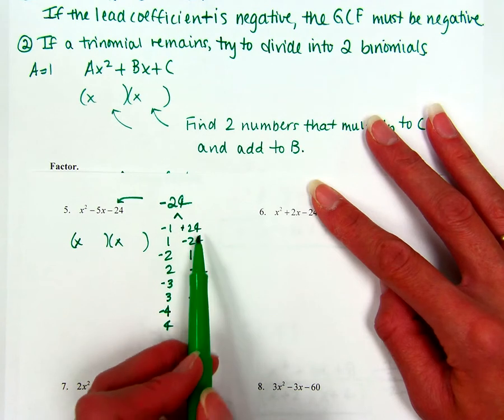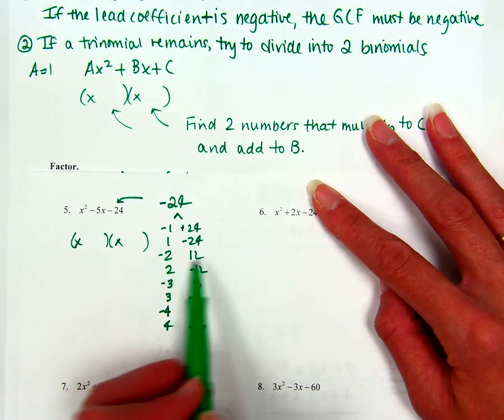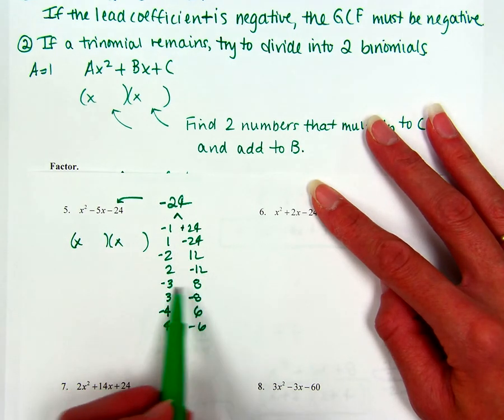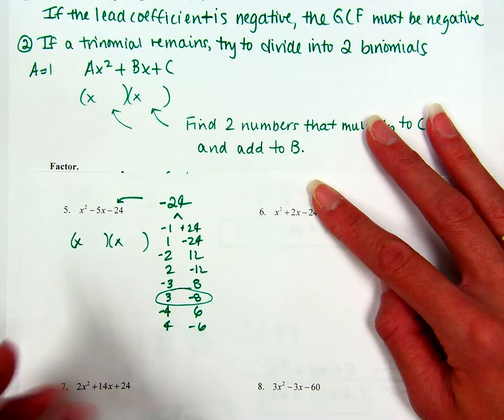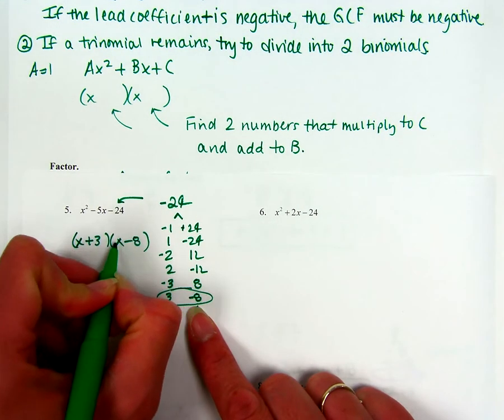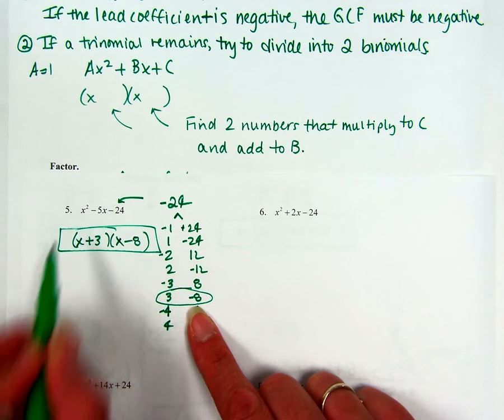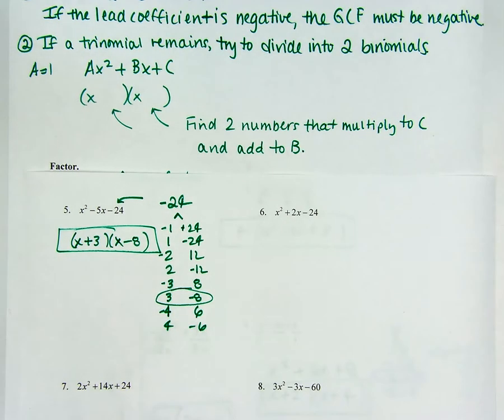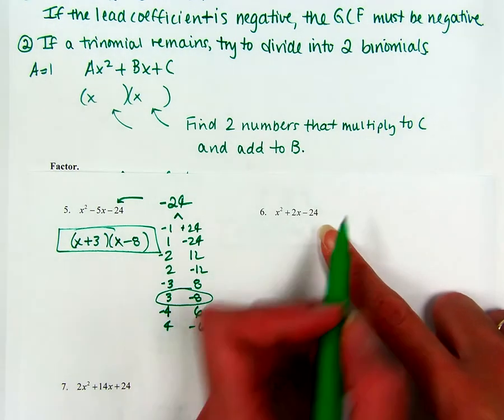All right, so I need to add these two terms to get me negative 5. Well, that's going to add to 23, negative 23, 10, negative 10. That's 5, but I need negative 5, so I want that. That means that I need a positive 3 and a negative 8. Then we're all done.